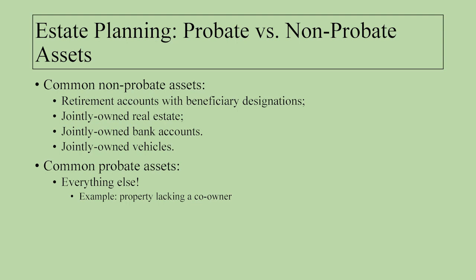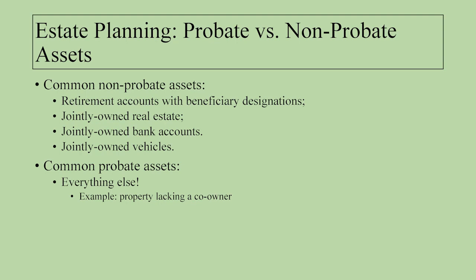So for most married couples, they own their home in what's called a joint tenancy, meaning that if one of them passes away, the house automatically is 100% owned by the surviving spouse. But it's also common to see things like joint bank accounts, vehicles that are titled in the name of more than one person, retirement accounts with beneficiary designations.